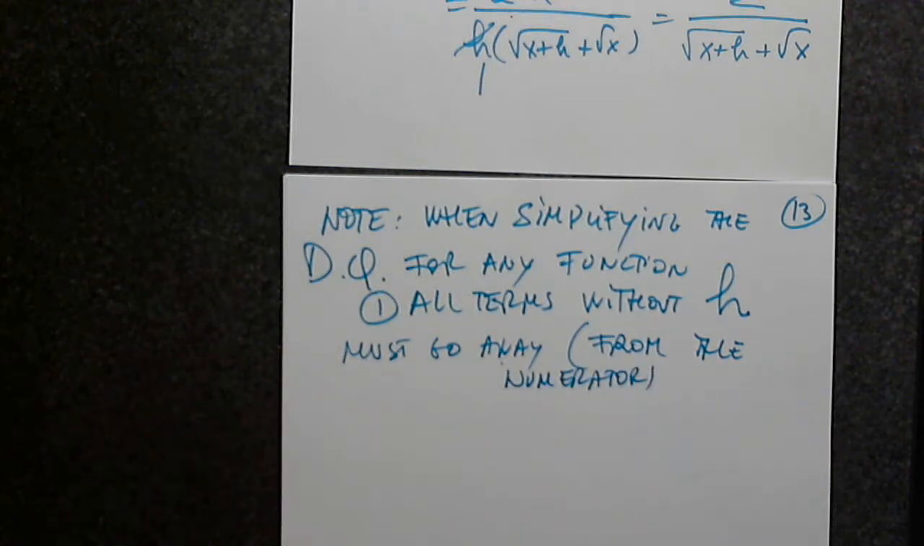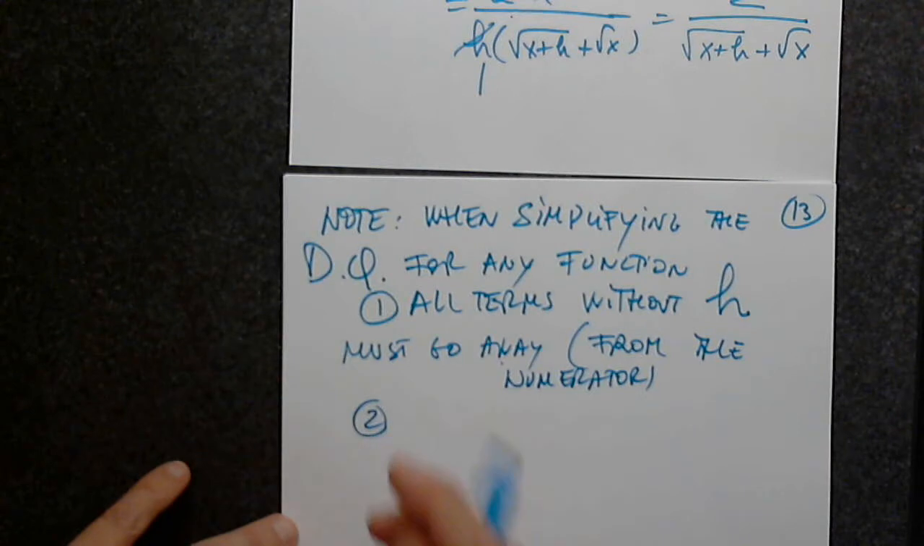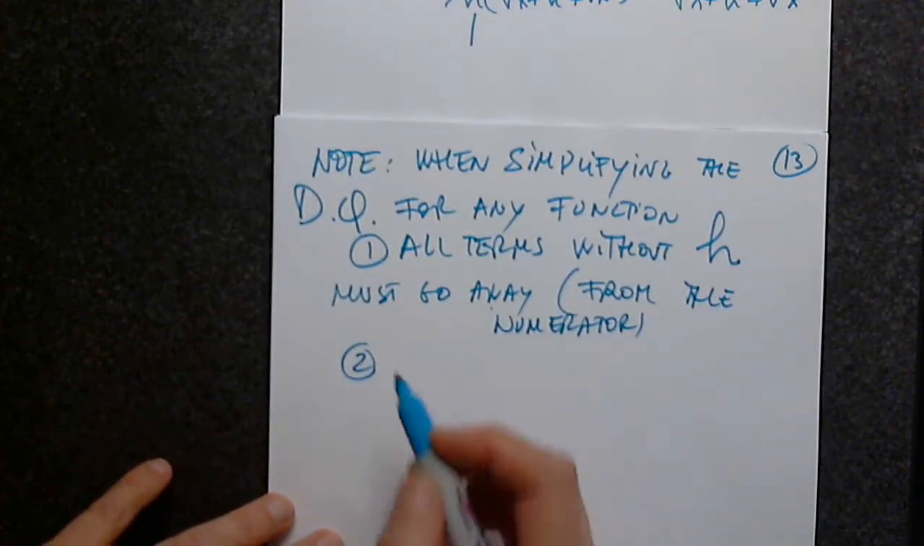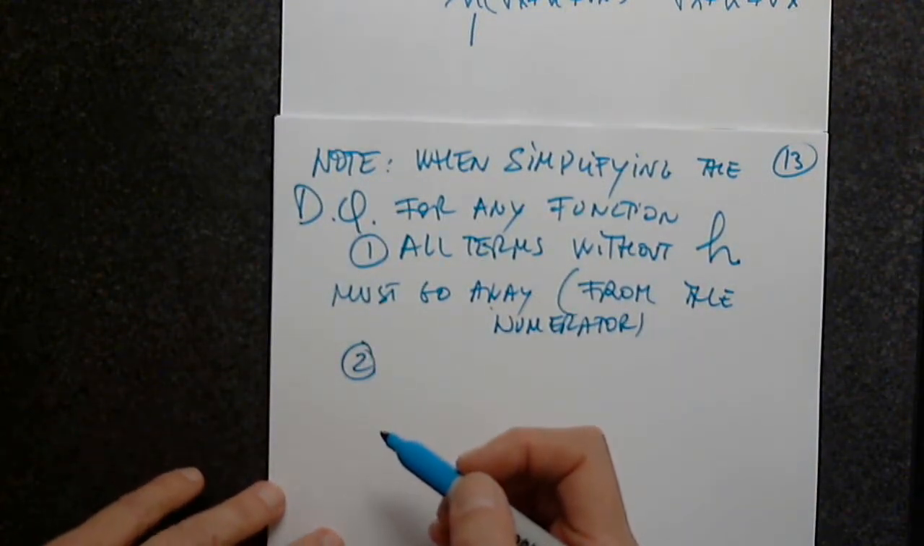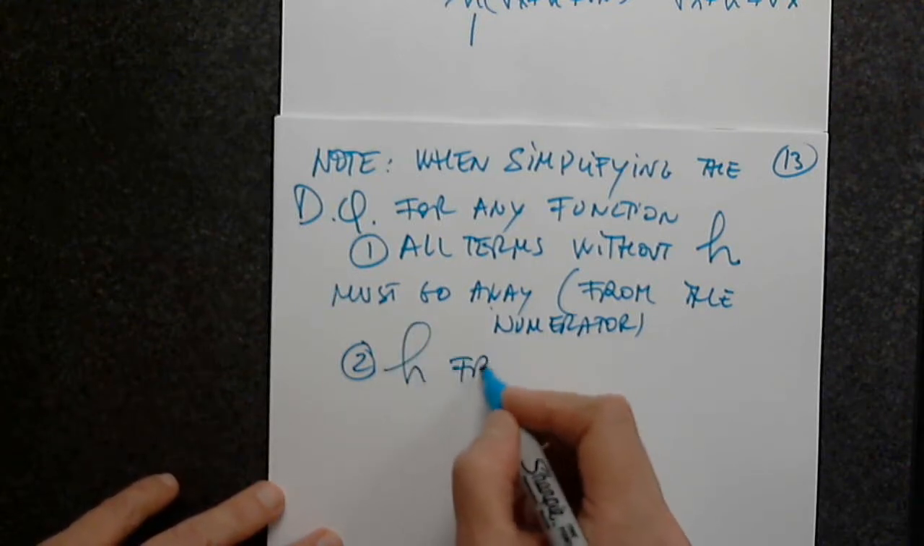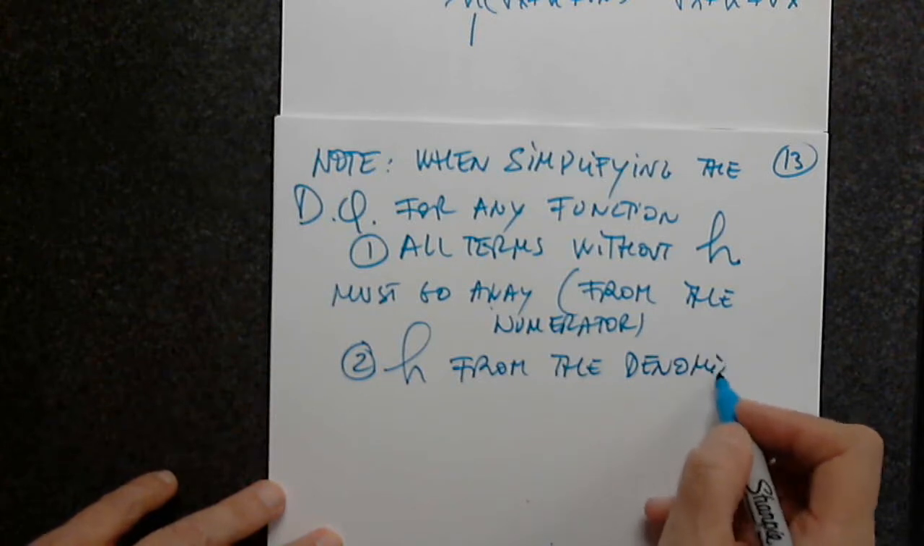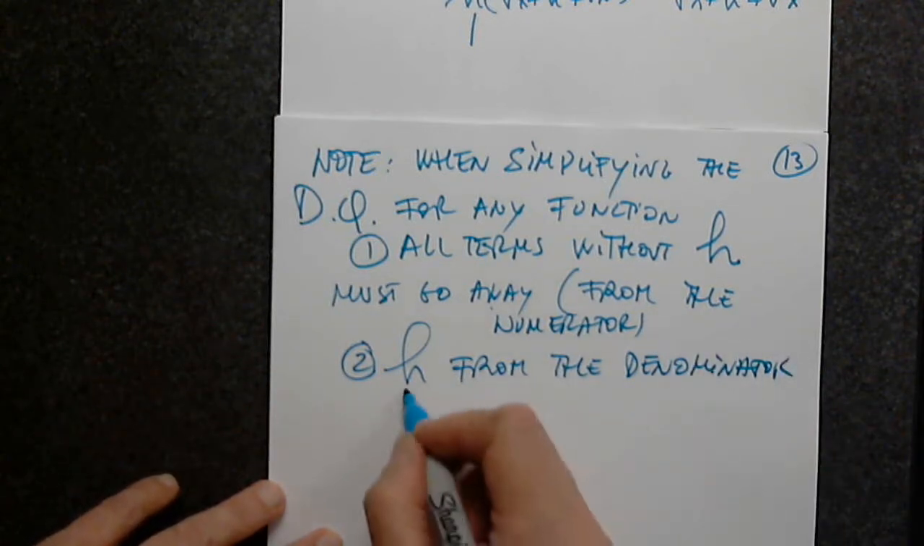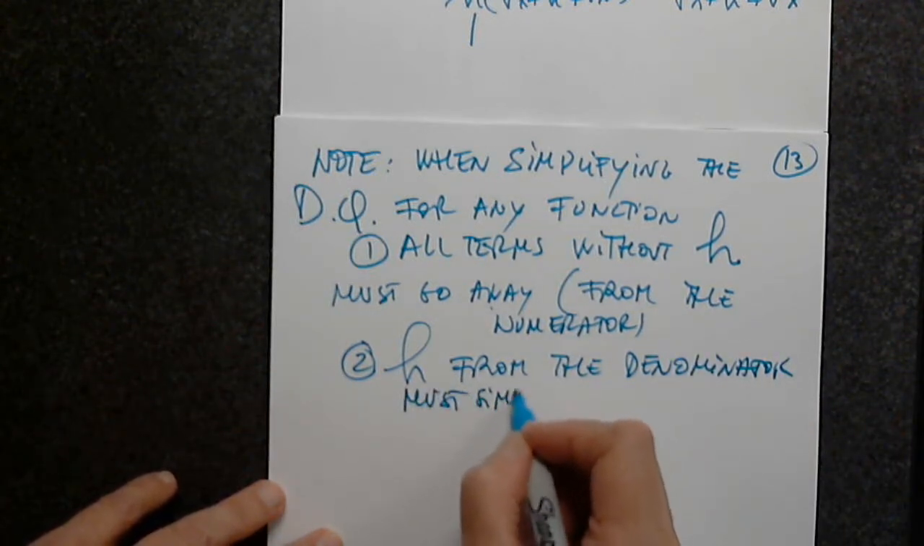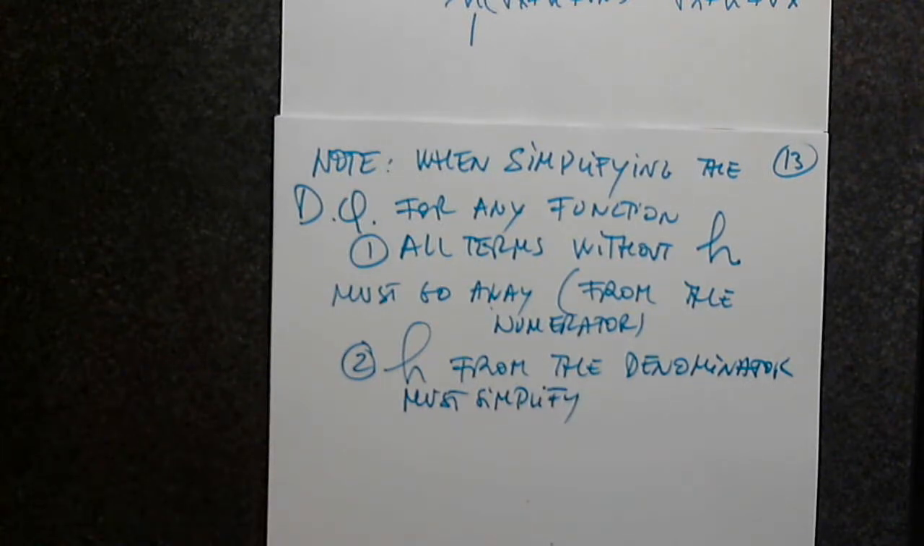This must happen. And number two that has to happen, h from the denominator must simplify with some h from the top. After you factor out the h from the numerator, something, something, it must go away. For any difference quotient of any function. Any questions?